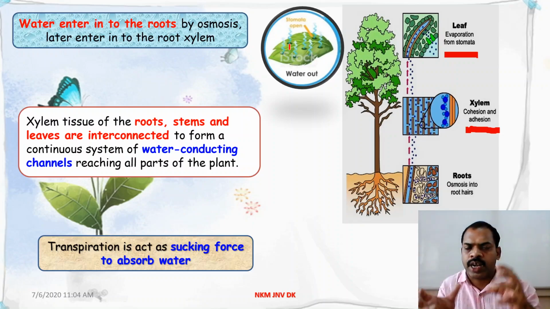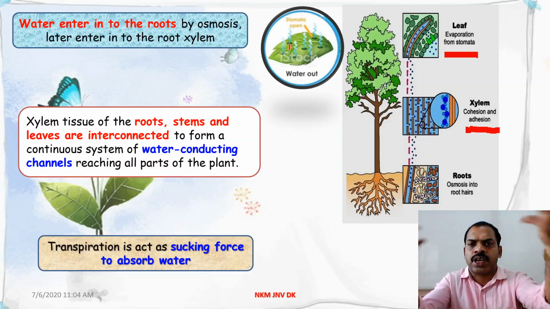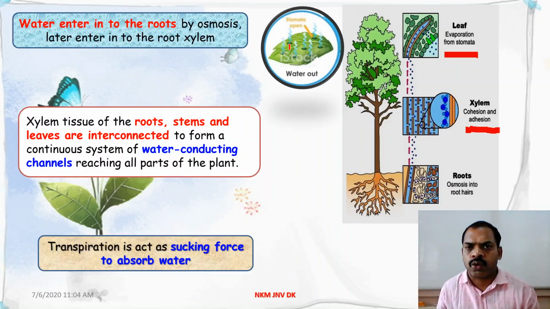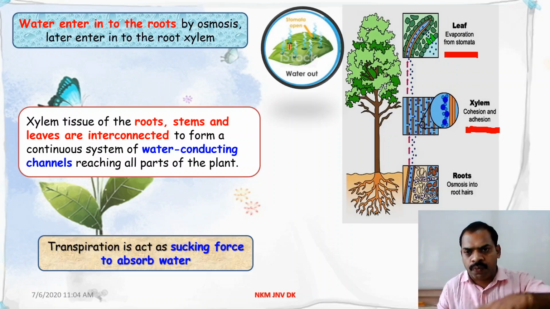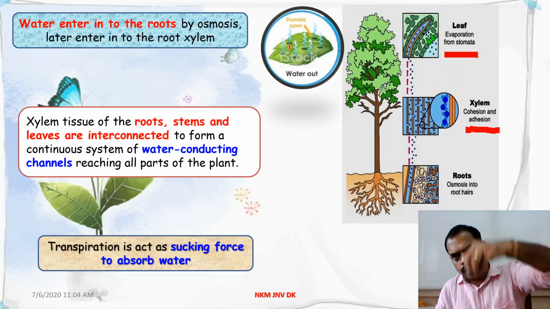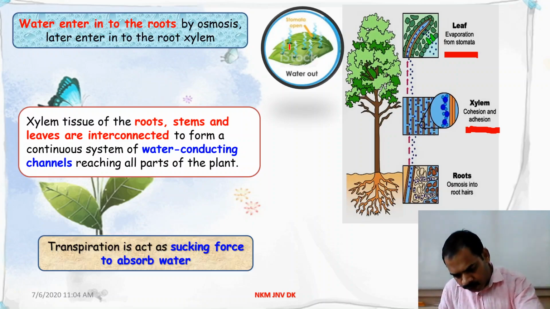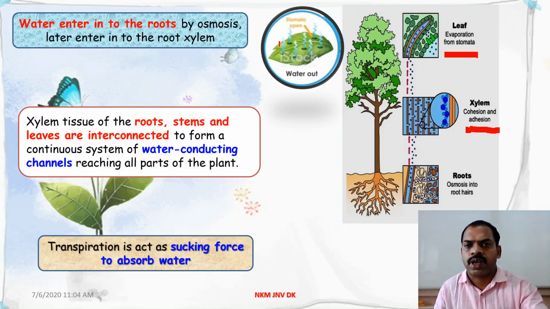Okay, so how many stomata are sucking in a leaf? Hundreds. Think about a big tree. Millions of stomata are releasing air and water vapor into the air. So all these stomata act as a sucking force. As a result of that force, water is pulled from the leaf xylem, stem xylem, and root xylem, from the soil. So this is how the water is absorbed by the plants.